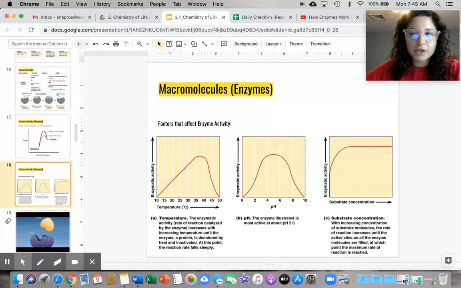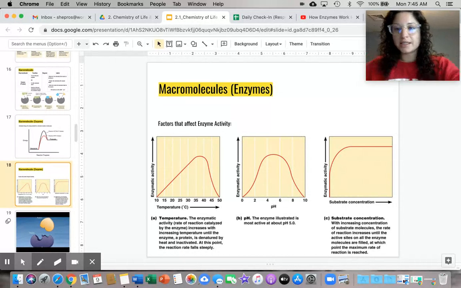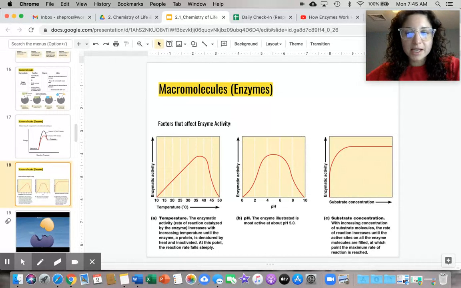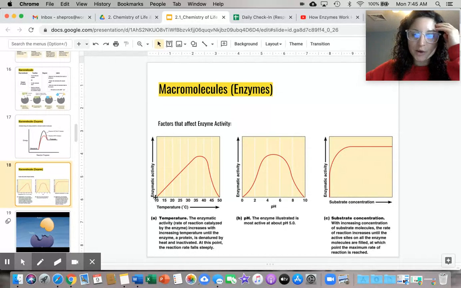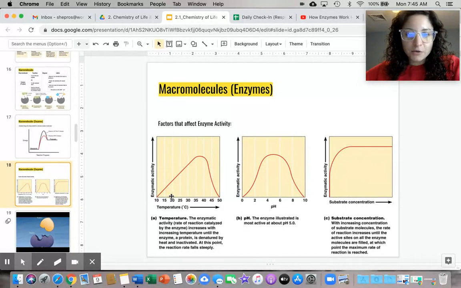I know that we're used to using Fahrenheit, but it works very similarly. Keep in mind that the body's temperature is 37 degrees Celsius. We know it as 98.6 degrees Fahrenheit. So 37 degrees Celsius is equal to 98.6 degrees Fahrenheit. They're equal. So what we're seeing here is for this graph, we're looking at temperature on the x-axis down here, and we're looking at enzyme activity on the y-axis up here.